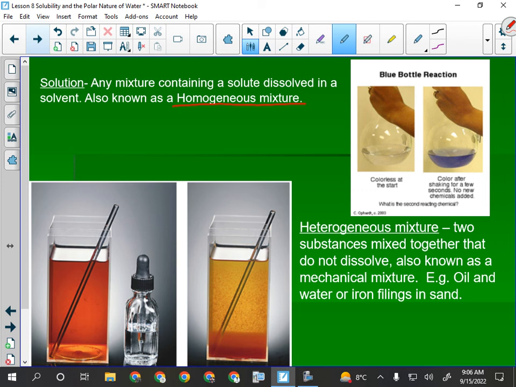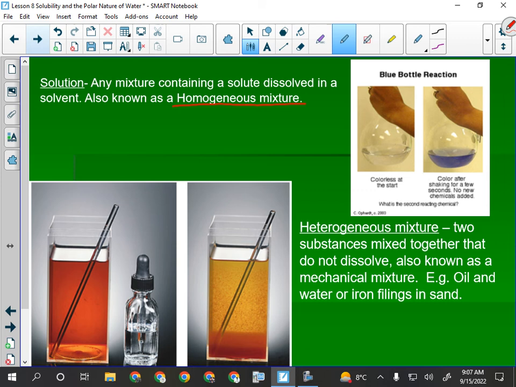If I poured a bunch of iron filings in sand and mixed them up, could I separate them? Totally. I just stick a magnet in there, stir it around, and all the filings would stick to the magnet, and the sand would be separated from the filings again. So there'd be some easy way to separate a heterogeneous or mechanical mixture. All right? Making sense there?